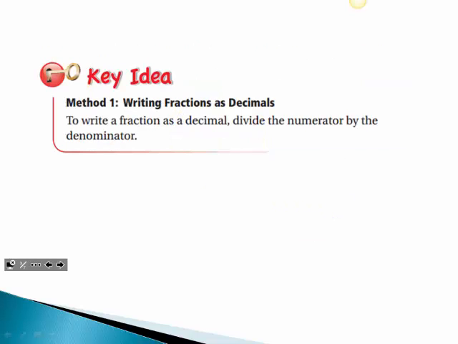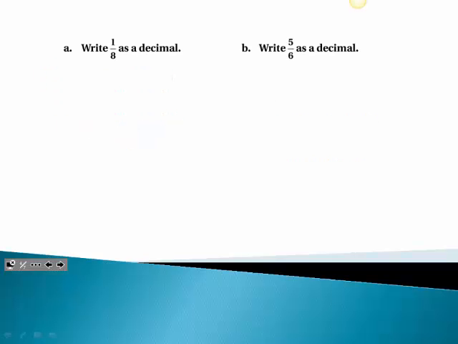Okay? So we're going to do it a couple different methods. The first method we're going to do right now is to write a fraction as a decimal. First we're going to divide the numerator by the denominator. On A here it says write 1/8 as a decimal. I want you to first realize what this bar is. Some of you might already remember it is called the fraction bar, but I've said several times in class that this is also called the division bar. The division bar identifies what you should do.